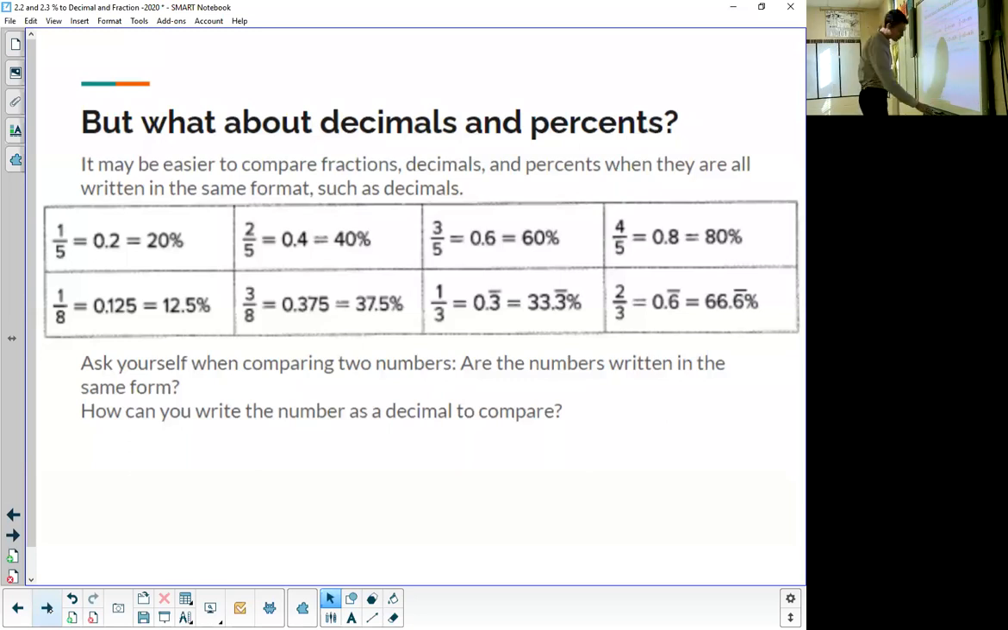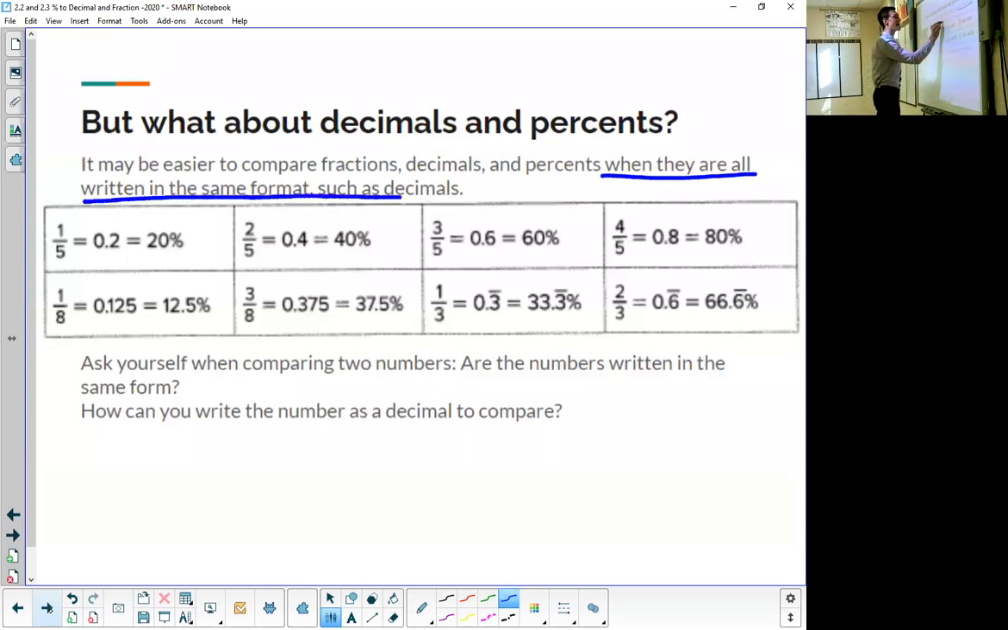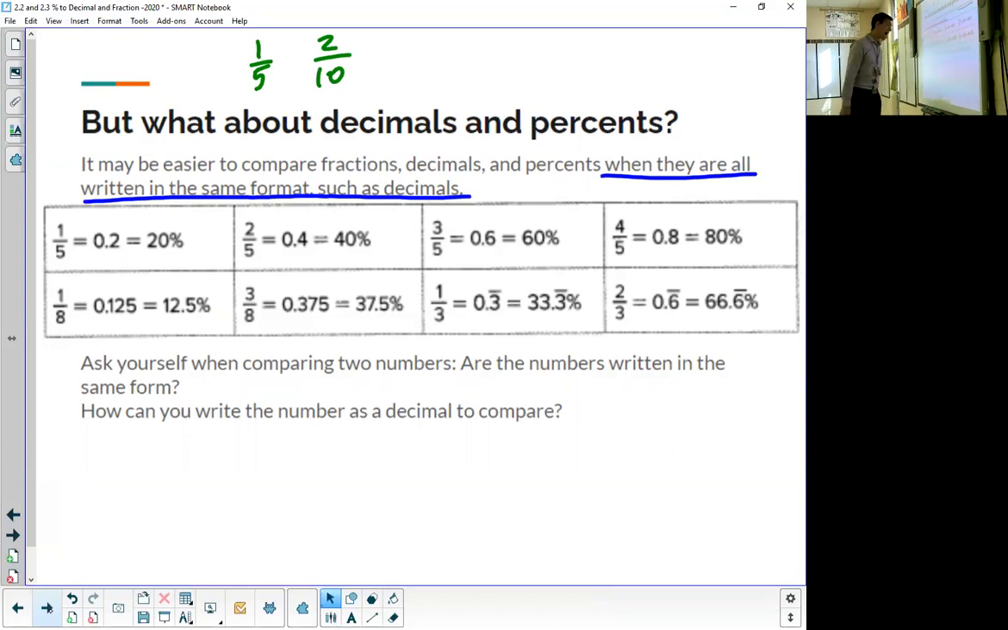Especially when they are written in the same form. When everything is written as a decimal, it is very easy to compare. If we want to compare 1/5 to, let's say, 2/10, we can certainly find the LCD, or we can just convert them into decimals.